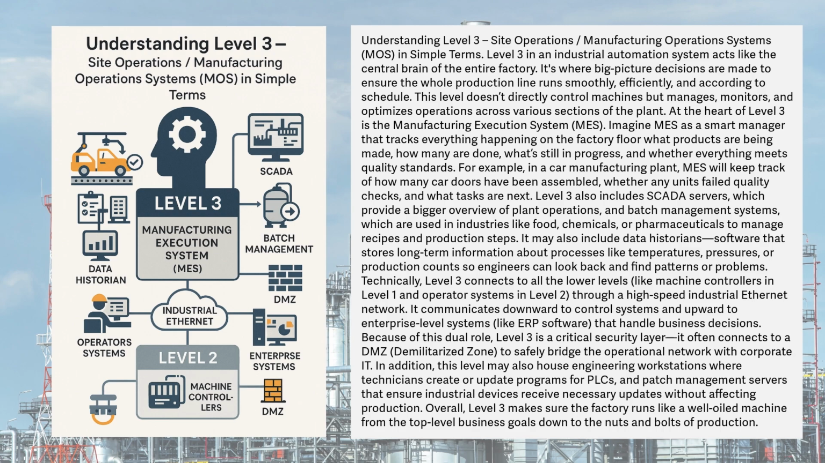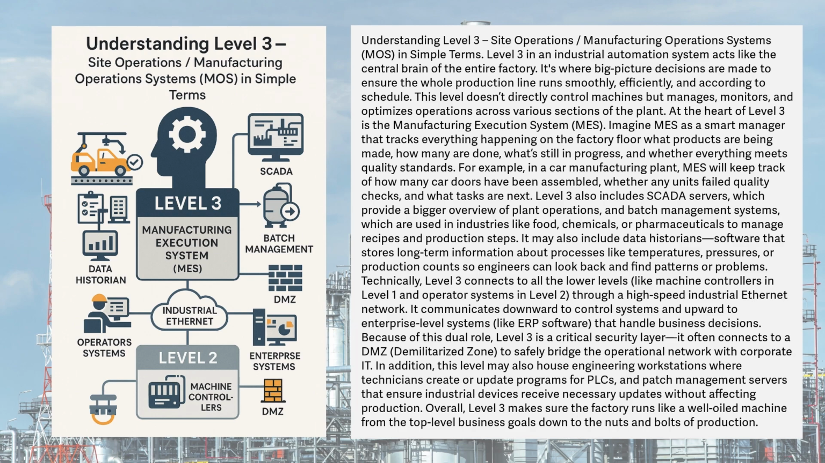Technically, Level 3 connects to all the lower levels, like machine controllers in Level 1 and operator systems in Level 2, through a high-speed industrial Ethernet network. It communicates downward to control systems and upward to enterprise-level systems, like ERP software, that handle business decisions. Because of this dual role, Level 3 is a critical security layer. It often connects to a DMZ, demilitarized zone, to safely bridge the operational network with corporate IT.